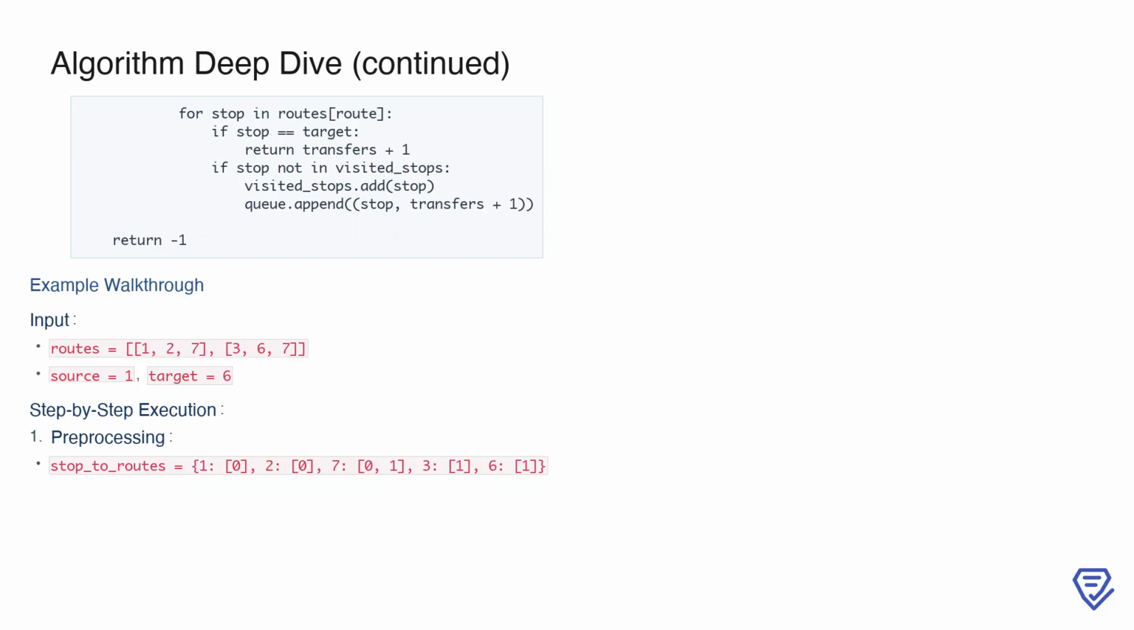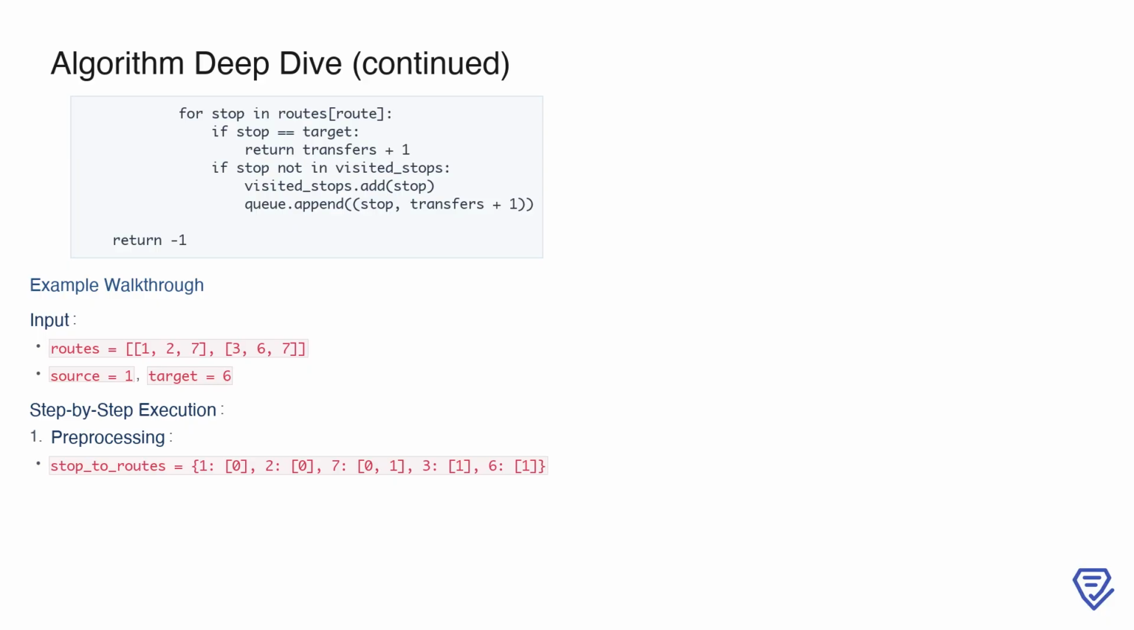For each stop on the current route, if it matches the target stop, we immediately return the current transfer count + 1, as we found the shortest path to the destination. If the stop hasn't been visited yet, we mark it as visited and enqueue it with an incremented transfer count. This ensures that BFS continues exploring other paths while maintaining the shortest path guarantee. If the algorithm exhausts all possible paths without reaching the target stop, we return -1 to indicate that the destination is unreachable.